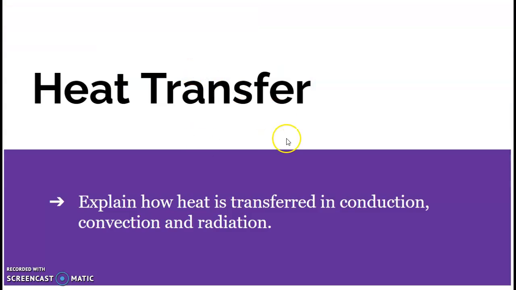So what we want you to get from this chapter is the three main types of energy transfer. So we have heat transfer in the form of radiation, convection and conduction, and to understand how each one works.